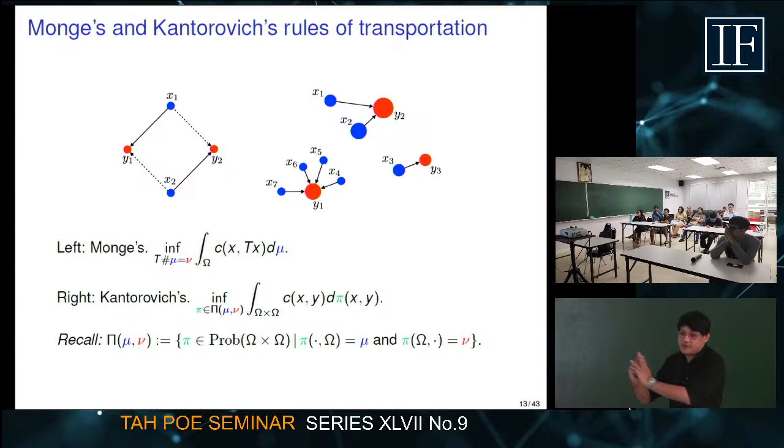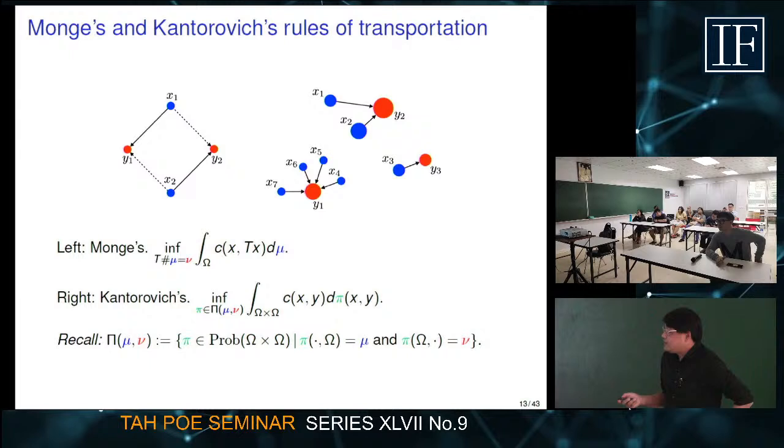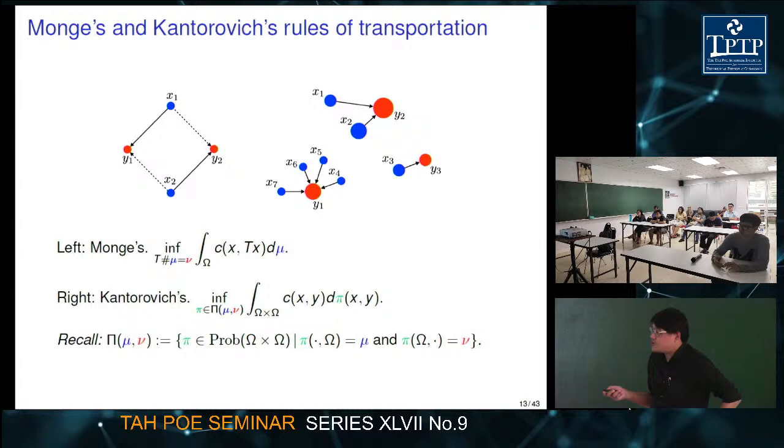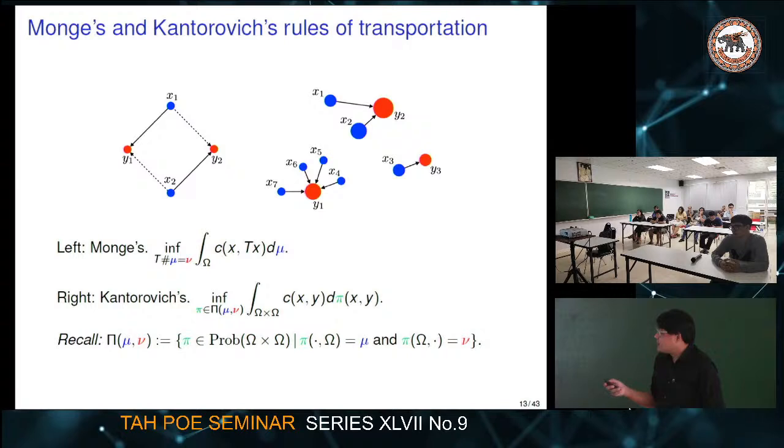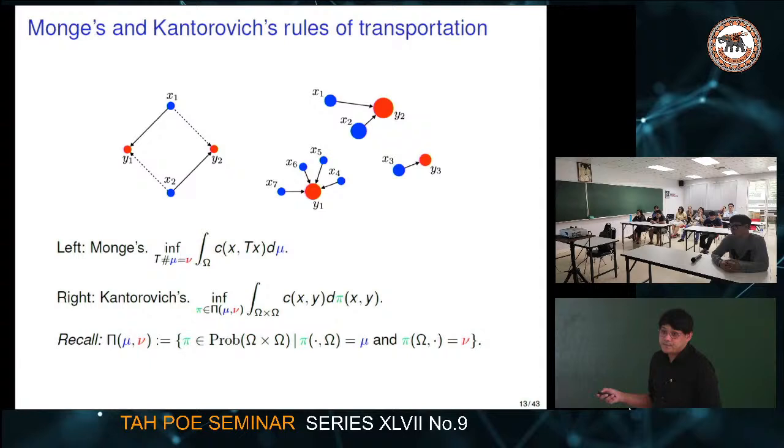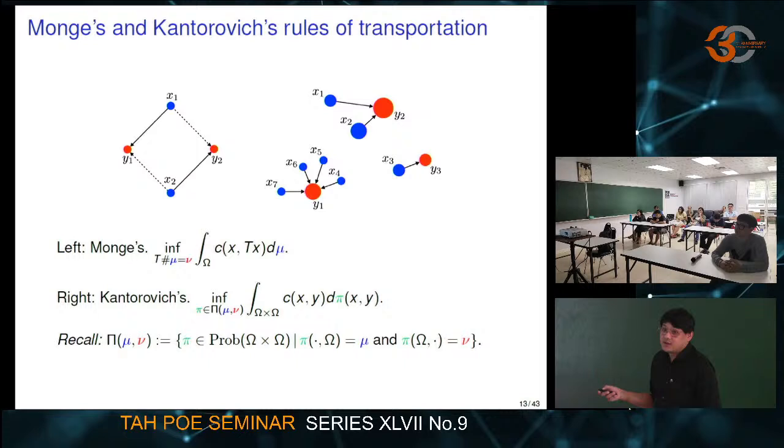So you cannot always transport the mass like that, because in Monge formulation you move the whole mass at a point to another point. You do not allow splitting the mass, but in Kantorovich's notion, you are allowed to split the mass. That means, let's say if you want to transport Y2 back to X1 and X2, you cannot do that with Monge because you cannot split the mass here. But with Kantorovich, you can split the mass Y2 into X1 and X2.